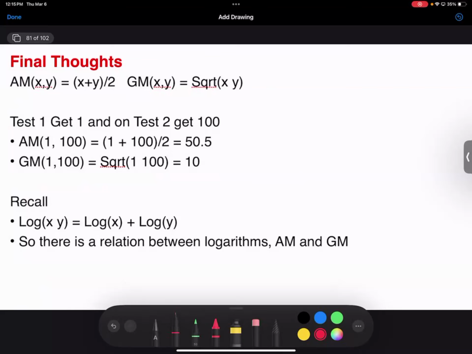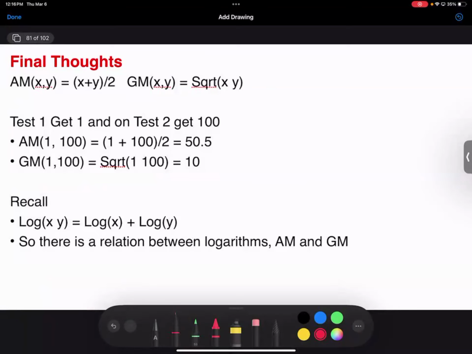I had one thought I wanted to do beforehand. If you've taken a class with me, you know I love to highlight the fact that whenever you see a product, you should have a Pavlovian response of take the logarithm. So the arithmetic mean and the geometric mean are actually related. The log of a product is the sum of the logs.